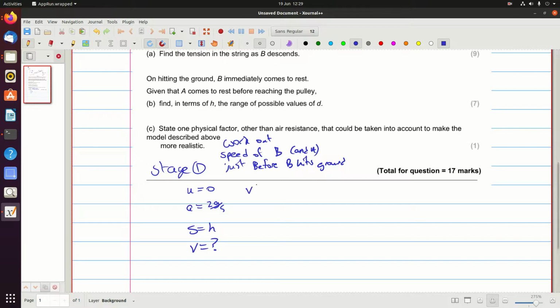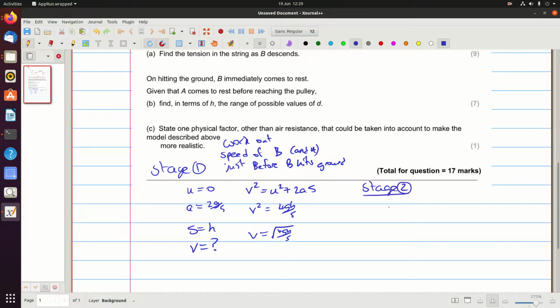Now this is what's hard about this question. It's just got lots and lots of letters involved. So what are we going to have here? We're going to have v squared is 2 times 2g over 5 times h, which is 4gh over 5. So v, if you like, is the square root of 4gh over 5. Now remember, that's the speed of B when it hits the ground, but it's also the speed, crucially, of A just before the system changes into stage 2.